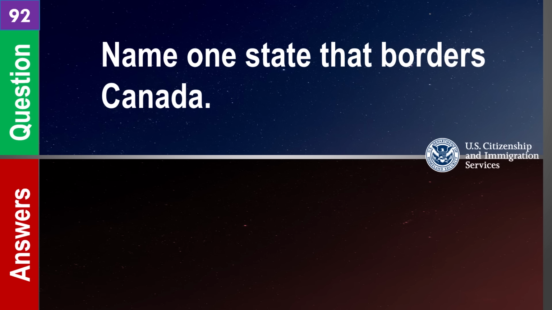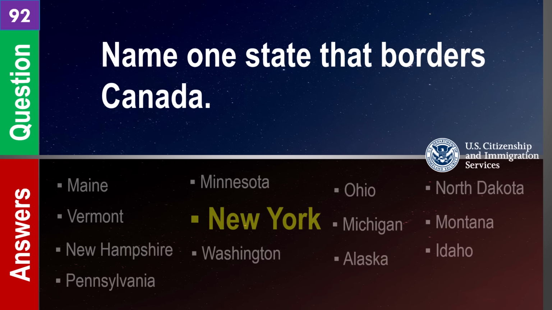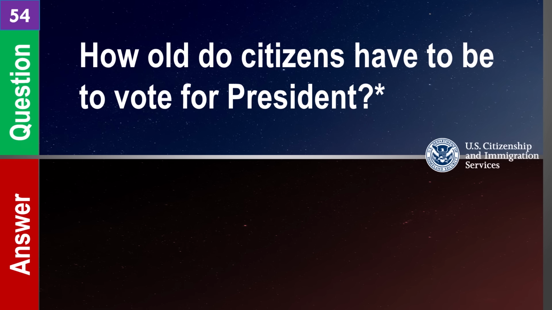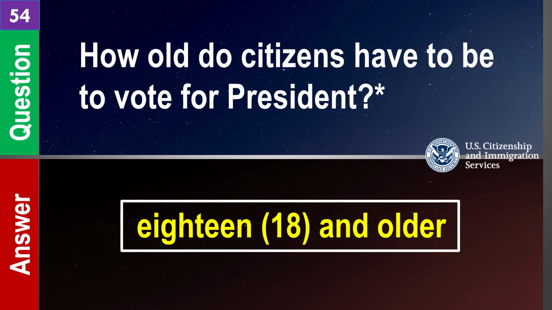Name one state that borders Canada. New York. How old do citizens have to be to vote for president? 18 and older.